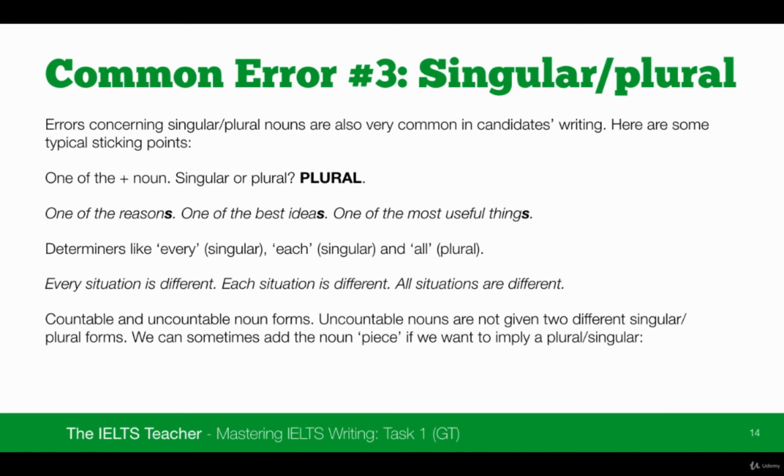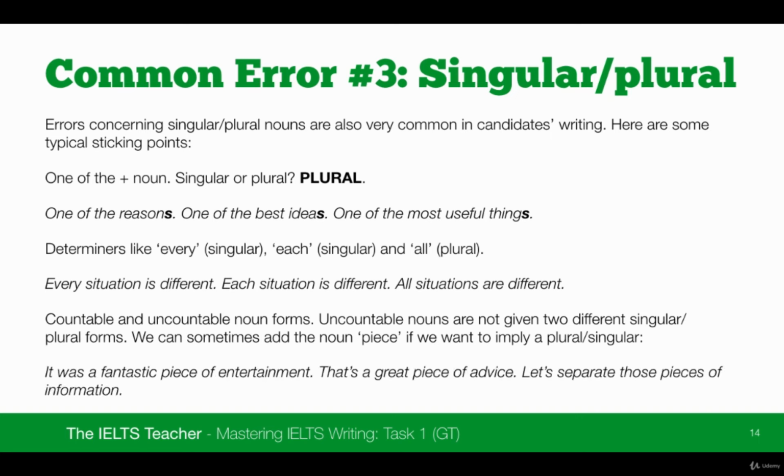I'd have a look at this and research it if you find it difficult. So here are some examples. It was a fantastic piece of entertainment. You could not say it was a fantastic entertainment or they were fantastic entertainments. You need to treat it as an uncountable noun unless you add the word piece, which can turn it into a countable in a way by using that countable noun piece. Same thing, that's a great piece of advice.